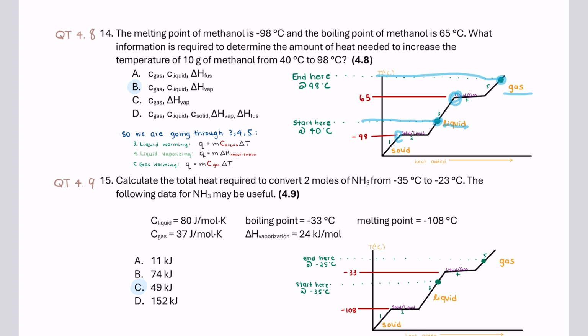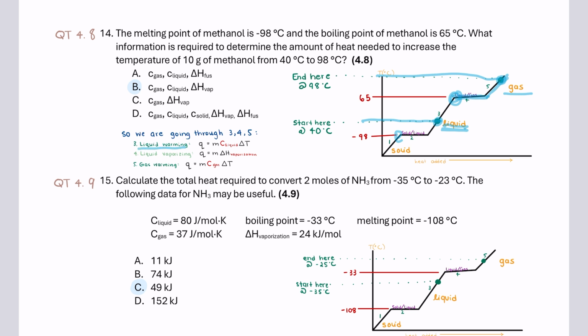The first step, we are warming the liquid from 40 to 65 degrees. Then in the second step, we're vaporizing the liquid at 65 degrees. And finally, we warm up the vapor from 65 to 98 degrees. Let's now walk through what's needed for each of those steps.